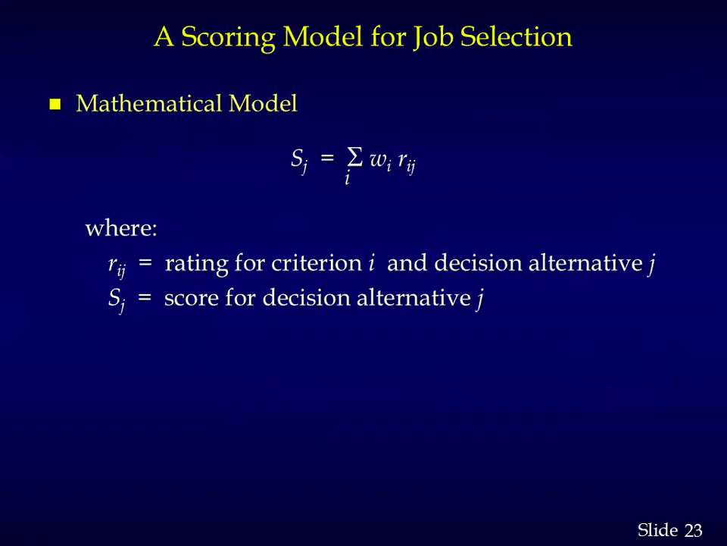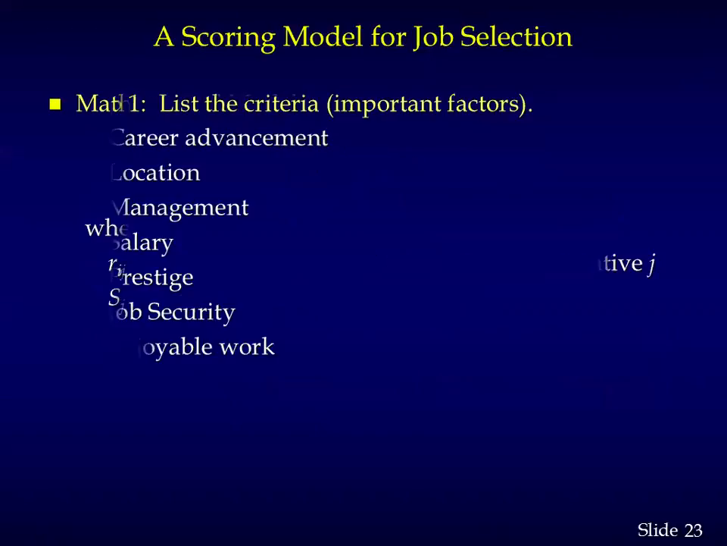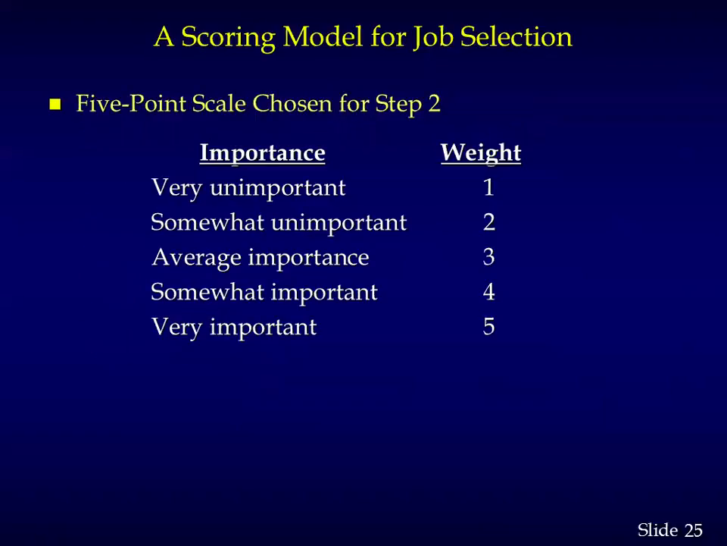Okay, so the model is like this. S_j, the score, is the summation of w_i r_ij, where w_i is the weightage or importance given to the ith criterion, and r_ij is the rating of the ith criterion for the jth alternative. For example, here are the criteria: career advancement, location, management, salary, prestige, job security, and enjoyable work. These are the criteria that a particular student has come up with.